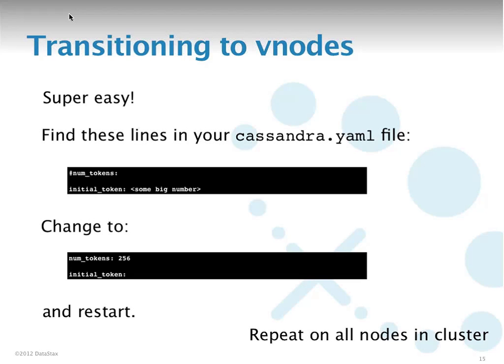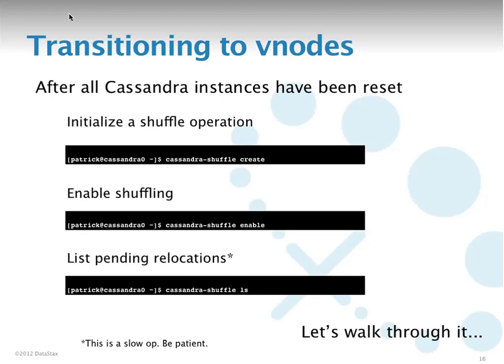Now, once it's done, there's one more operation that needs to be done, and this is pretty critical when you're transitioning from non-VNode to VNode. Like I said, it's creating a contiguous range of tokens, so the range that's inside that server is going to get busted up into 256 chunks, but they're all going to be next to each other. And that's not good. We want them spread out.